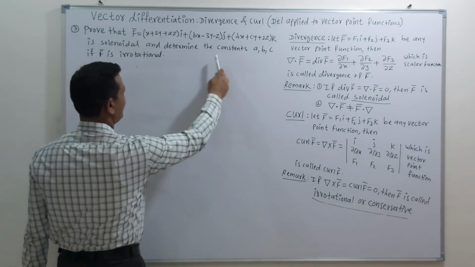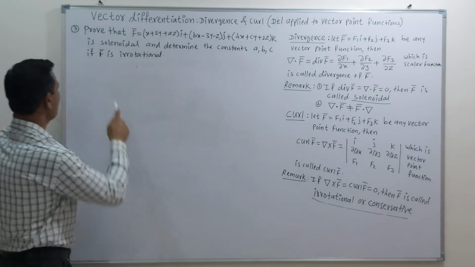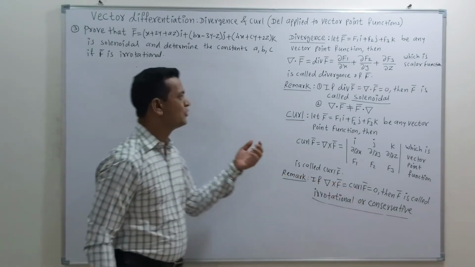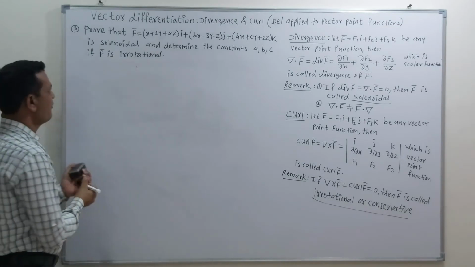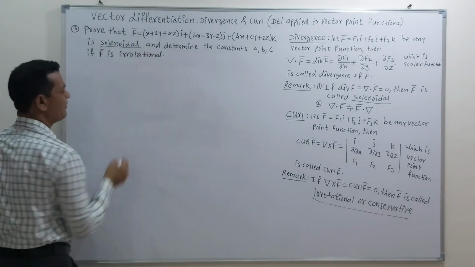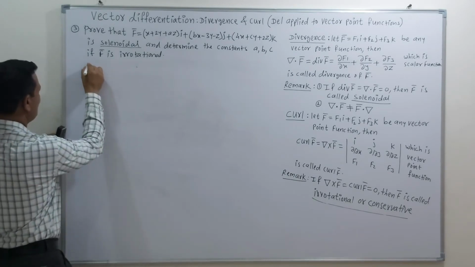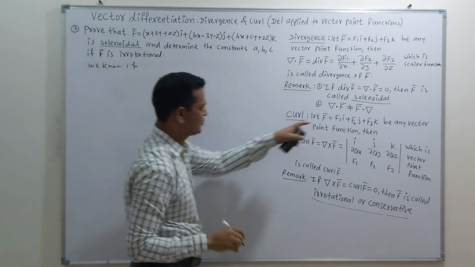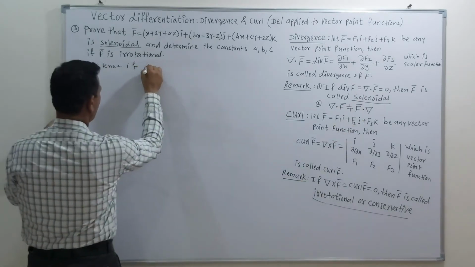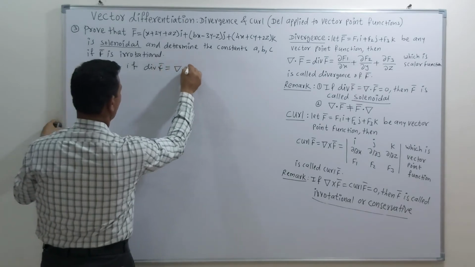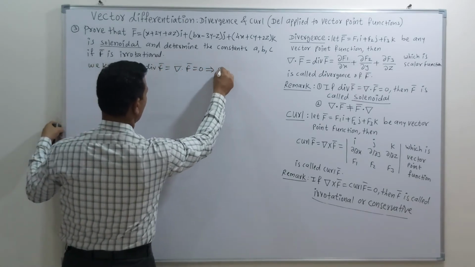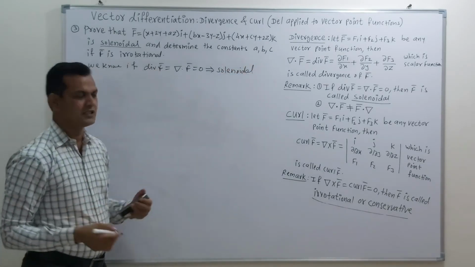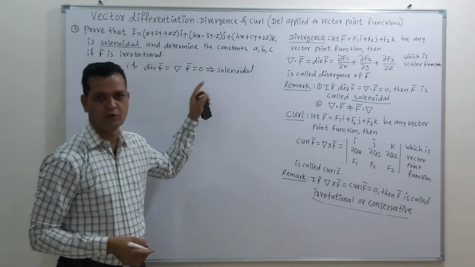Then the second question is to determine the value of constants a, b, c if f bar is irrotational. That means when the curl of f bar is 0, then we have to find the value of constants a, b and c. So let's solve this one by one. Our first aim is to show that the given vector field is solenoidal. So we know the definition of solenoidal: if the divergence of f bar, which is del dot f bar, is equal to 0, then this implies that the given vector field is solenoidal. So this is the definition. That means to show that this is solenoidal, show that this dot product is equal to 0.